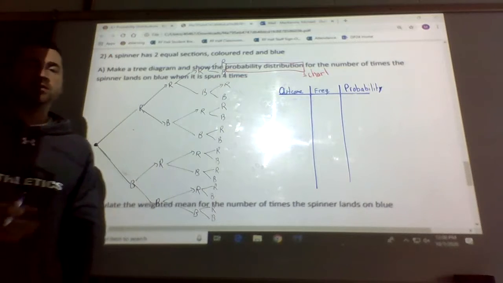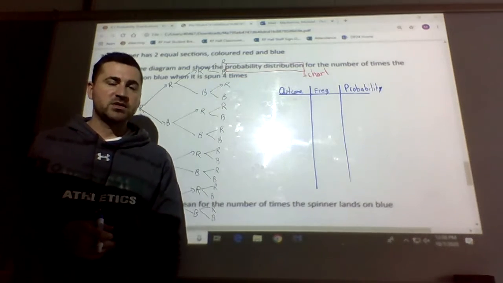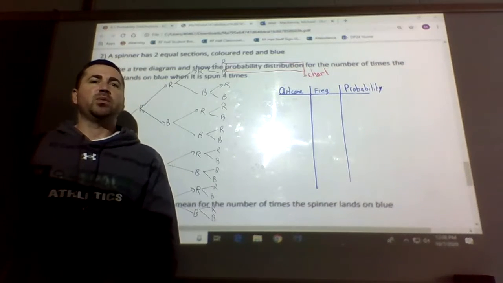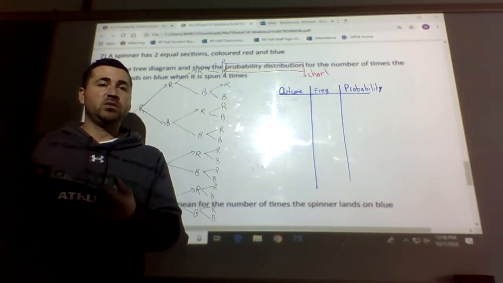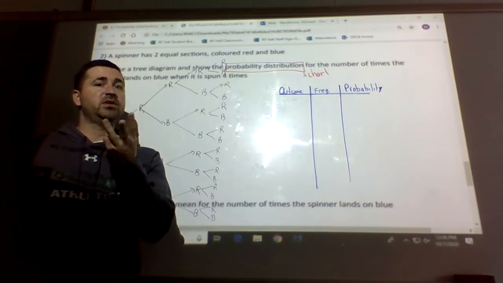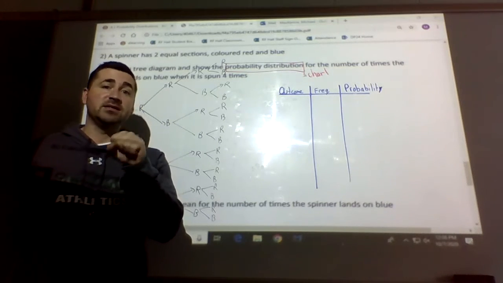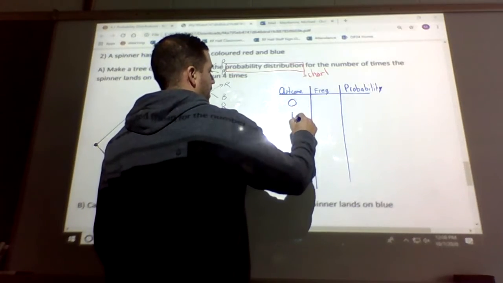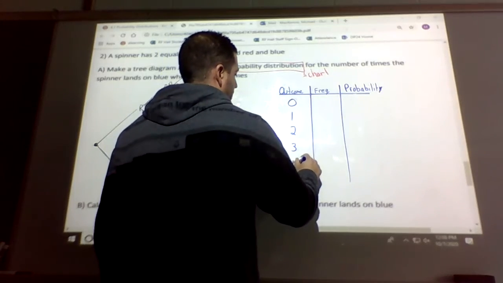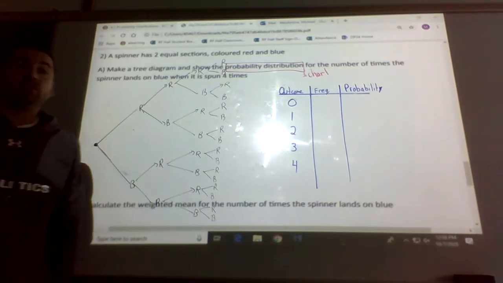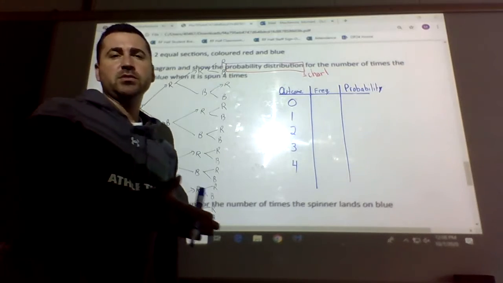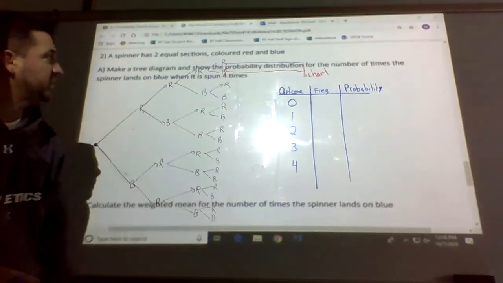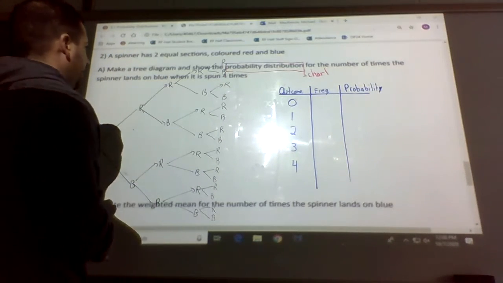So if you were to spin a spinner 4 times, what are the outcomes on how many times it could land on blue? If I spin it 4 times, it's possible I could land on blue once, twice, 3 times, 4 times, or even 0 times. So our outcomes go from 0 all the way up to 4. All our outcomes are here. So I'm just going to count how many blues are in each row.